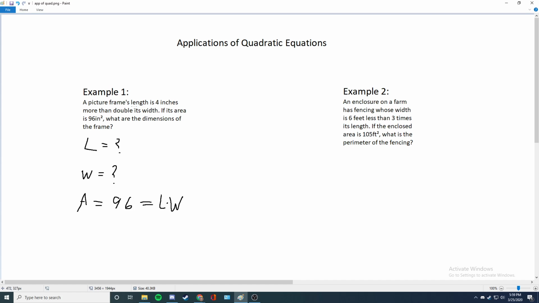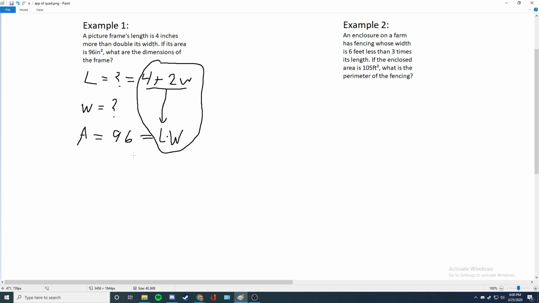So if we look back at this first sentence in the question, it tells us that the length, L, is 4 inches more than, so 4 plus, double its width, 2W. So with these two equations that we've got now, we have a nice little substitution problem set up. So we can take this 4 plus 2W, substitute it in for L, and solve for W, the width.